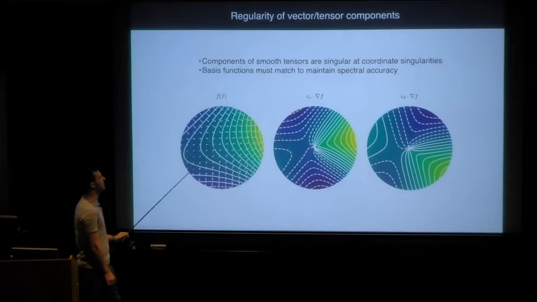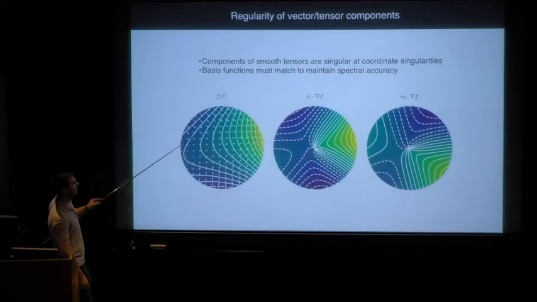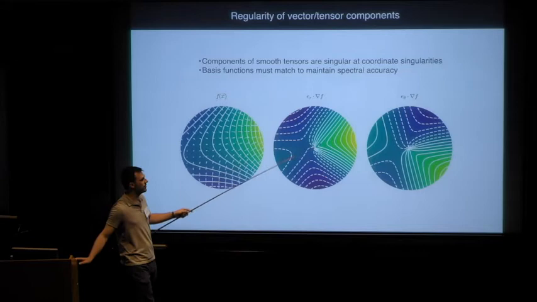So for instance, this is a plot of a smooth function of a vector field. So f is a function of x. And here I'm plotting the contour lines of this function f and the gradient in the arrows here. So this is a completely smooth, very well-behaved function. But if I look at the components of its gradient in polar coordinates, those components are actually singular at the origin.